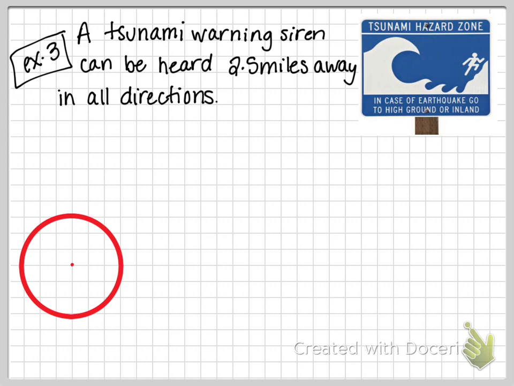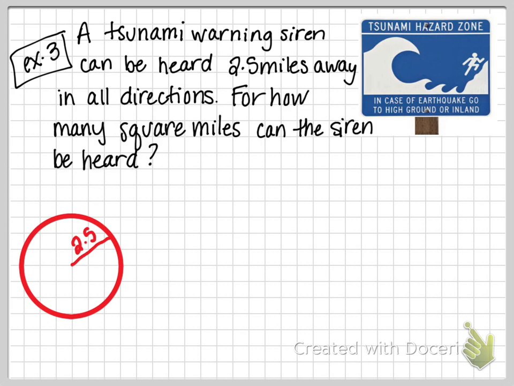Now, we know that in all directions from that center circle, we can hear the tsunami. How long is that radius? Well, if you can hear it 2.5 miles away, that means 2.5 miles in any direction is going to get us to the edge of that circle. So our radius is 2.5. Here's what it asks. For how many square miles can the siren be heard? So what we're looking for is in total, how much space is this siren covering? Okay, if its radius is 2.5 in all directions, how much area can be reached by that siren? So we're looking for the area of this circle.